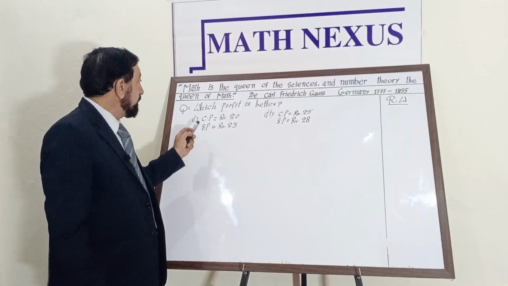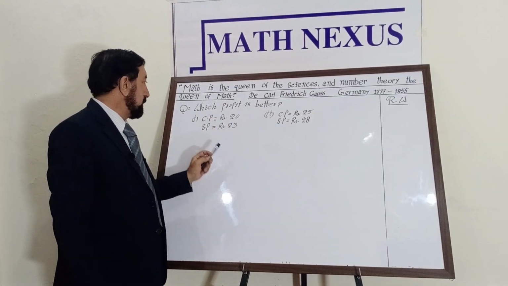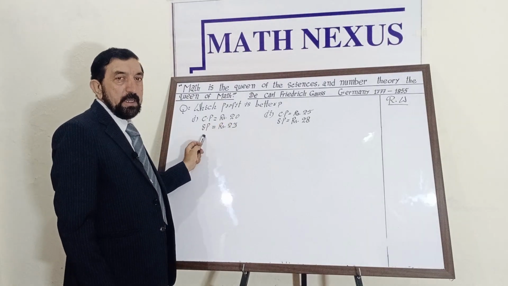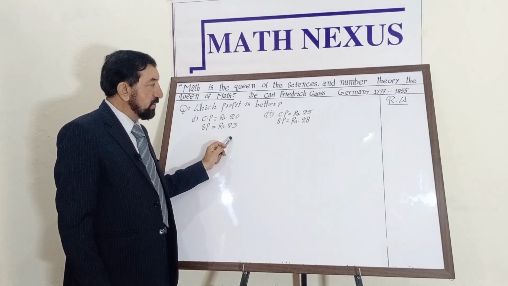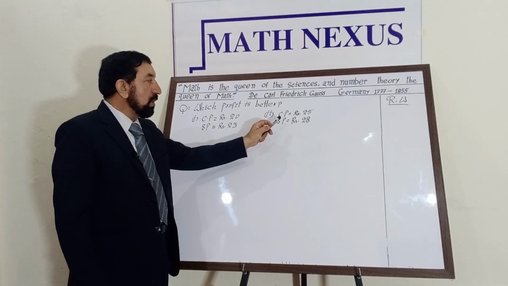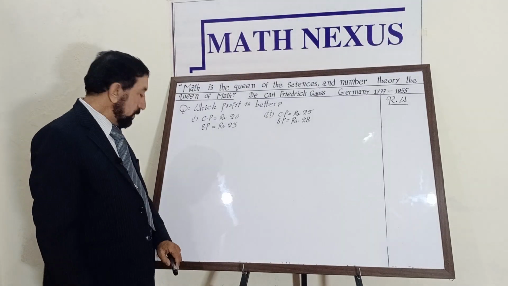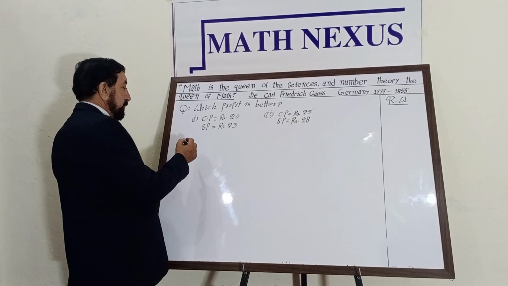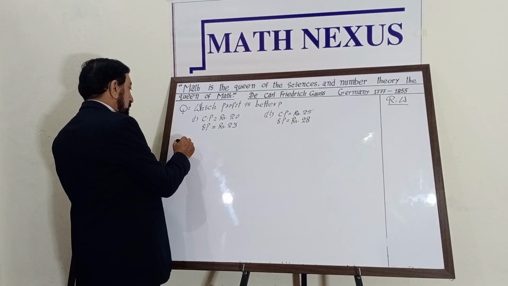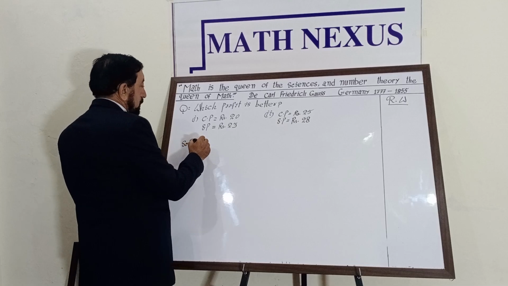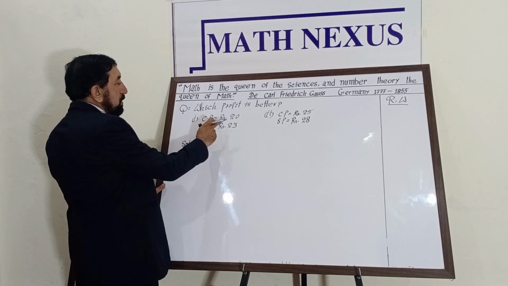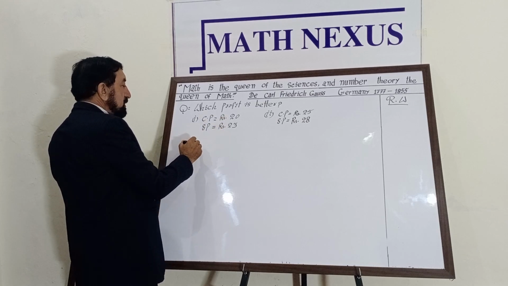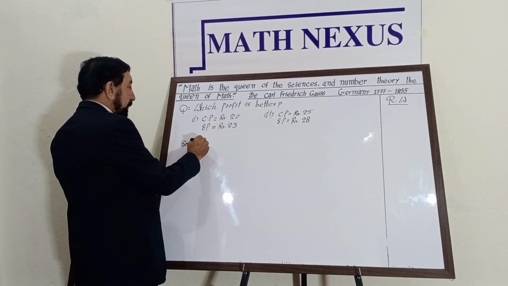Look at the question. Which profit is better? In the first case, cost price is Rs 20 and sale price is Rs 23. In the second, cost price is 25 and sale price is 28. If sale price is greater than cost price, this is called profit.